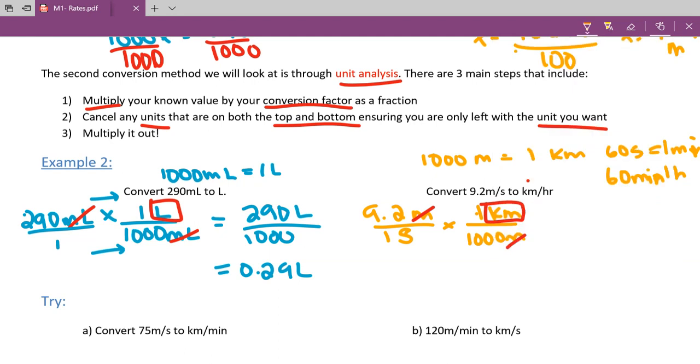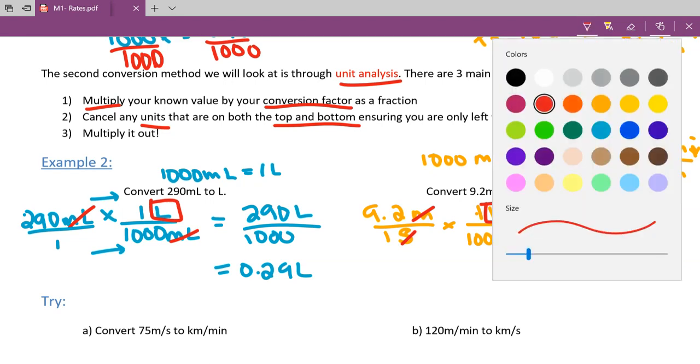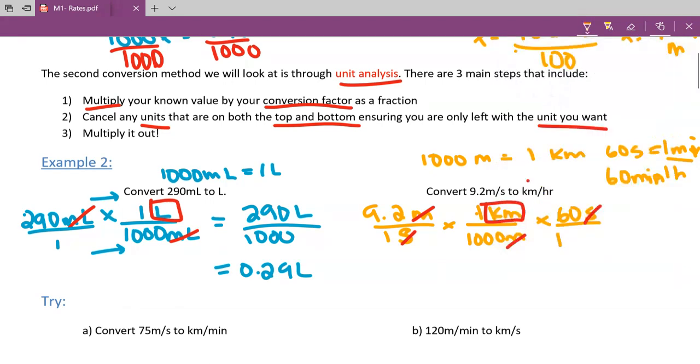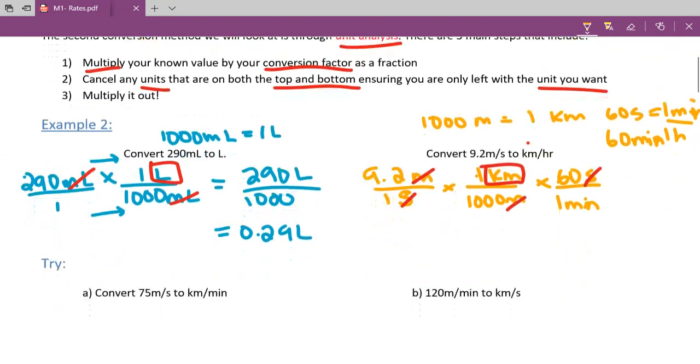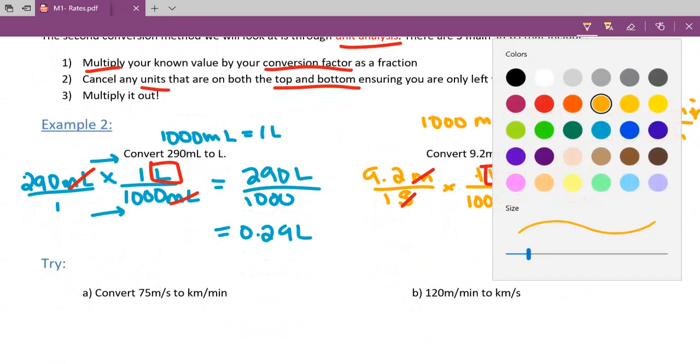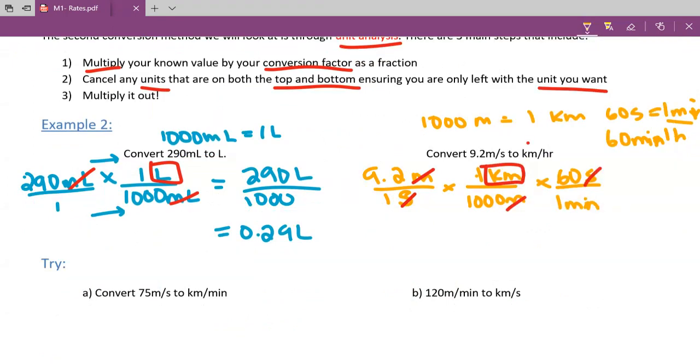Now I need to work on those seconds, right? The time unit. Right now, seconds is on the bottom. So first, as I'm converting to 1 minute, I'm going to put seconds on the top so that, again, opposite sides of the fraction, they can cancel each other out. And that's for 1 minute. So if we look right now, technically I'm in kilometers per minute. But I want to get into kilometers per hour like the question said.